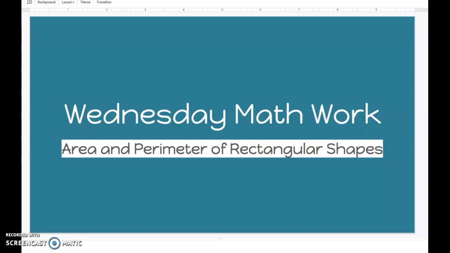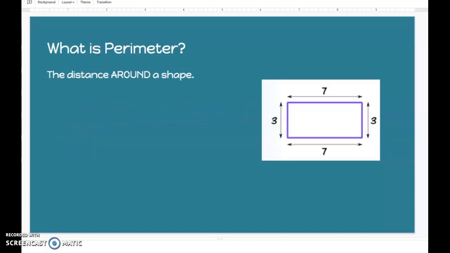Today we're going to focus on finding the area and perimeter of rectangular shapes. We learned how to find perimeter earlier this week. We're going to learn to find the area coming into Unit 2, but I figured today would be a great chance to get a head start on that work. So let's first start thinking about perimeter.